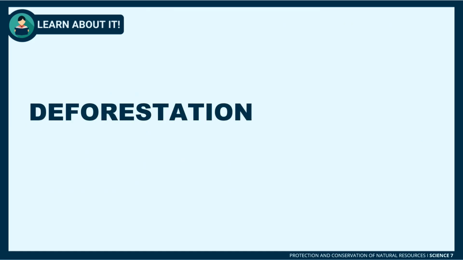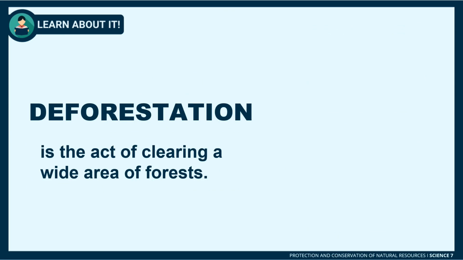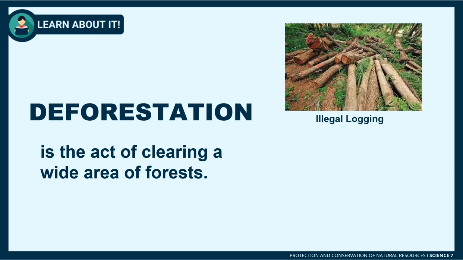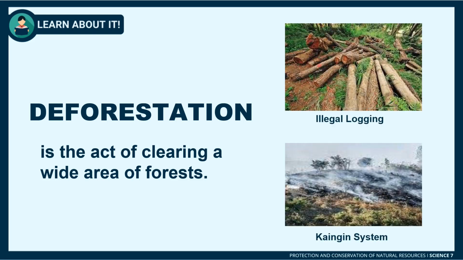Next is deforestation. It is the clearing, destroying, or otherwise removal of trees through deliberate, natural, or accidental means. The major causes of deforestation are illegal logging and the kaingin system. Besides, the wildlife that depends on plants and trees for survival might experience a decrease in population or get extinct if this persists.